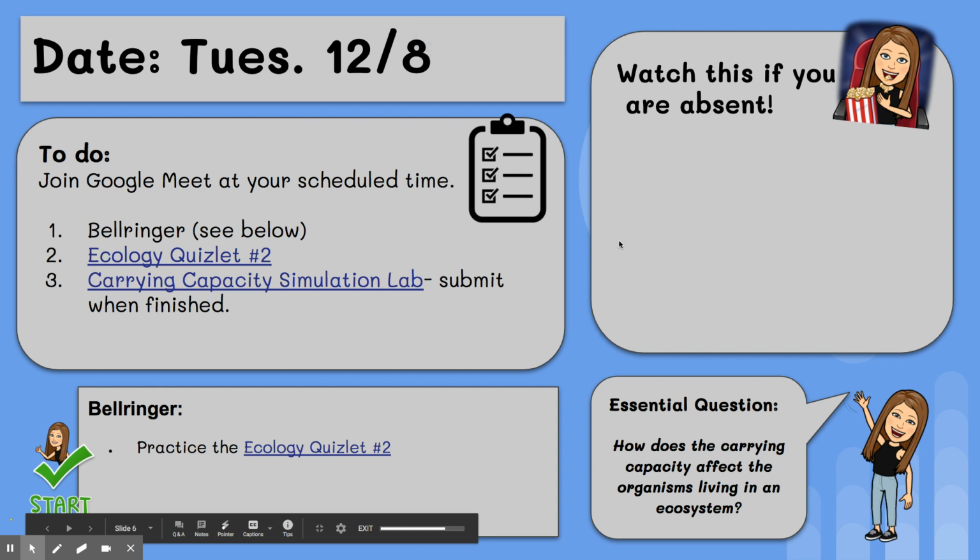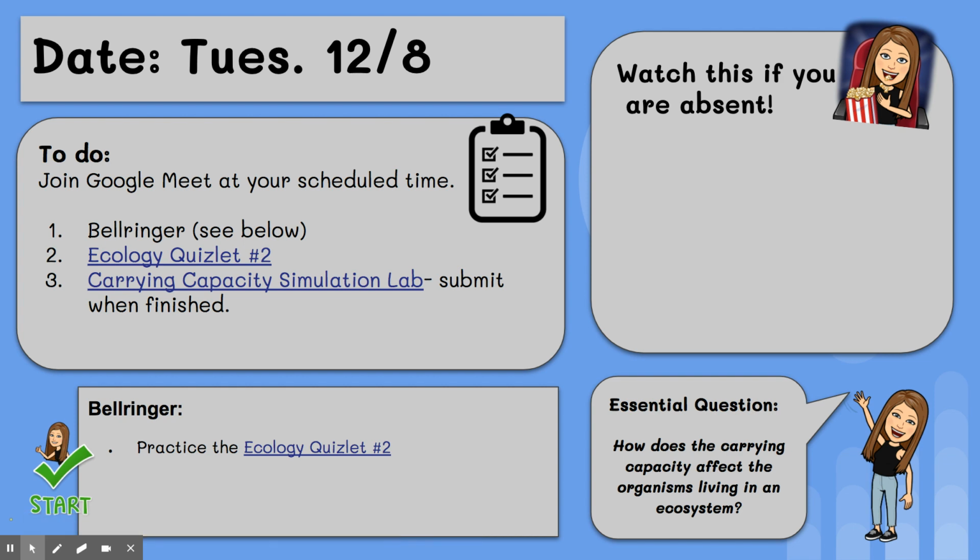Our essential question is, how does the carrying capacity affect the organisms living in an ecosystem? So yesterday you did some more practice and you created your own food web for your biome. So hopefully you have submitted that already. If you haven't submitted it yet, please make sure you get that in.